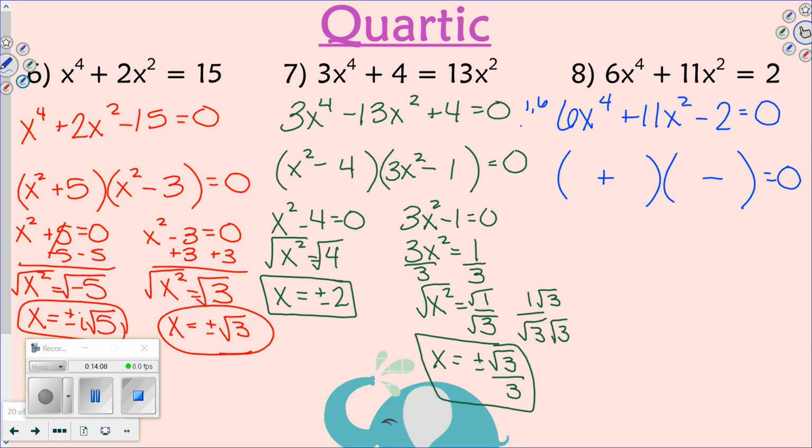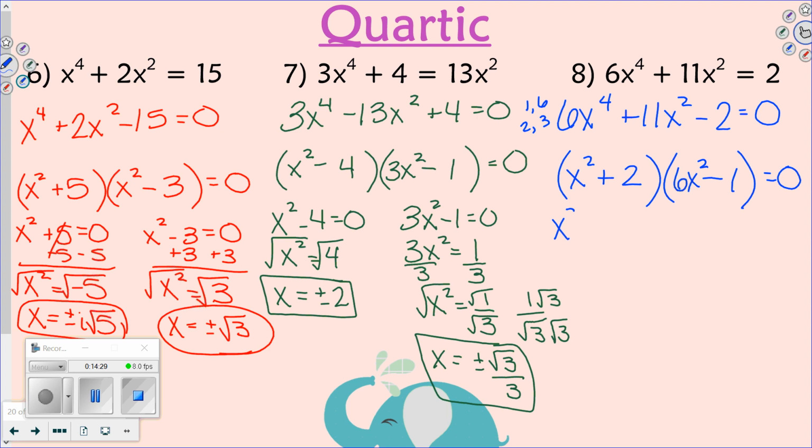We can either go 1 and 6 or 2 and 3. 1 and 6, so x squared and 6x squared. 1 and 2, I know the 2 cannot go here. It would have to be here. That's going to give me 12x minus 1, so that's correctly factored. Double check your work, guys. Make sure it's factored just like that.